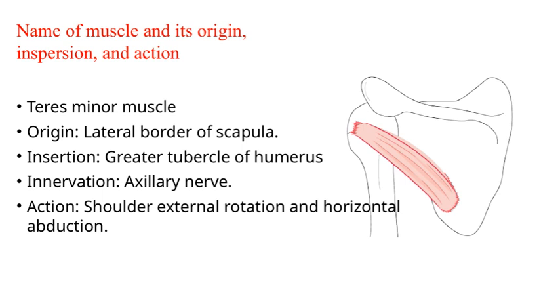In terms of action, the teres minor is primarily responsible for shoulder external rotation. That is, rotating your arm outward, and horizontal abduction, which is moving your arm backward in a horizontal plane. Understanding this muscle's origin, insertion, innervation, and action helps us see how it contributes to shoulder stability and movement, tying into the overall theme of shoulder muscle anatomy and function.